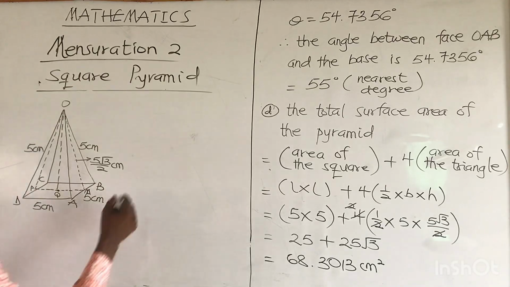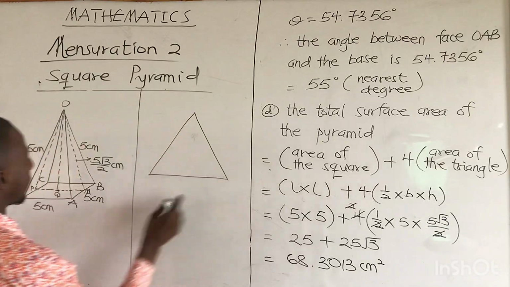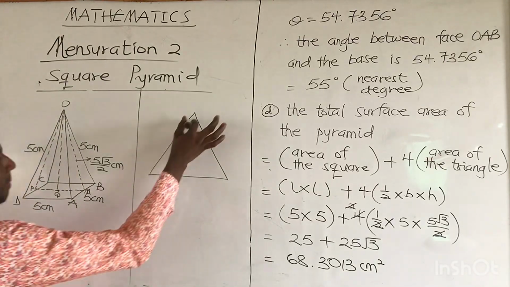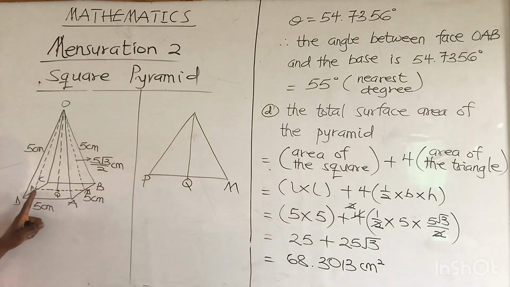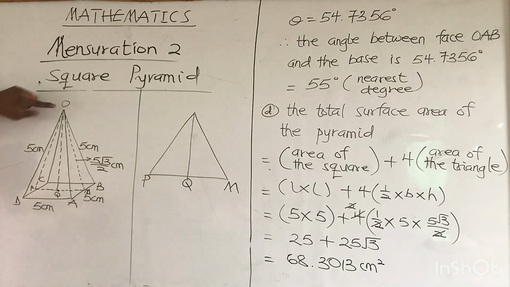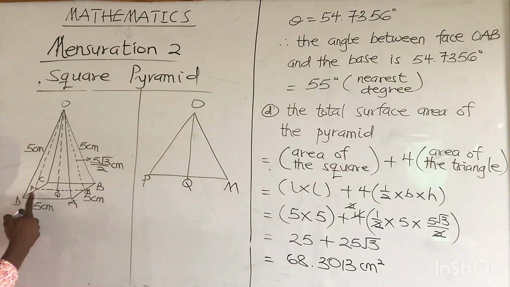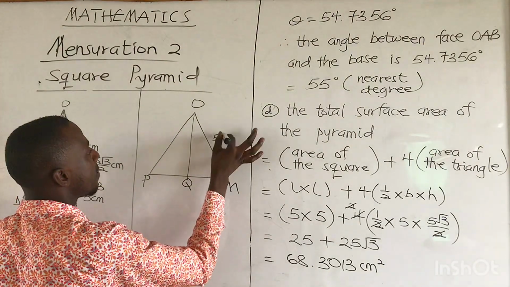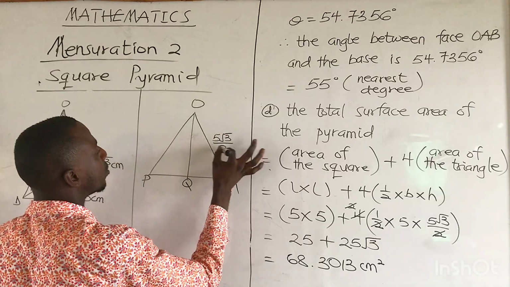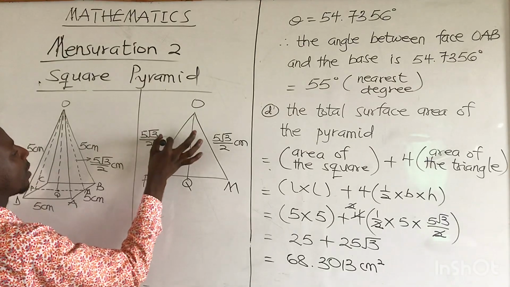So I am going to use this sketch to explain it better. So we have PQM. So P here, Q here, M here, from the base of the short dashes. Then we have the top to be O. So from here, OM is equal to OP. They are all height of the triangle. So here will be 5 root 3 over 2 centimeters. This side will also be 5 root 3 over 2 centimeters.